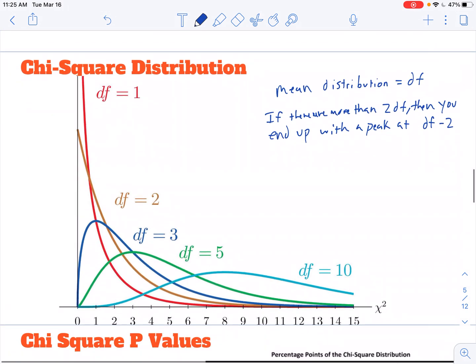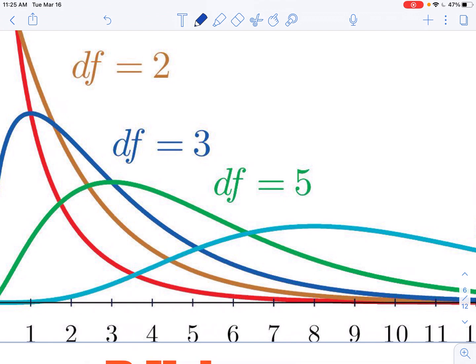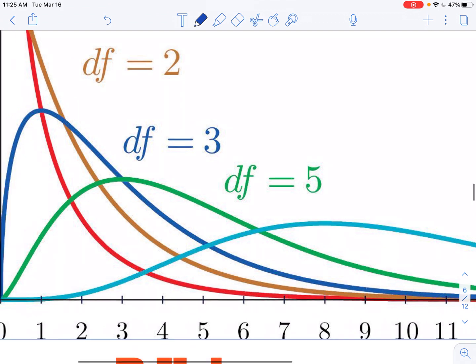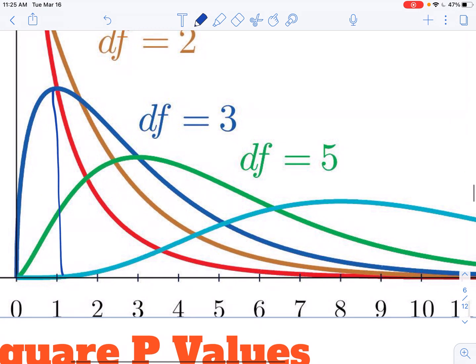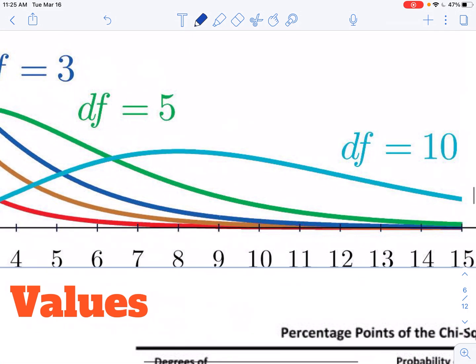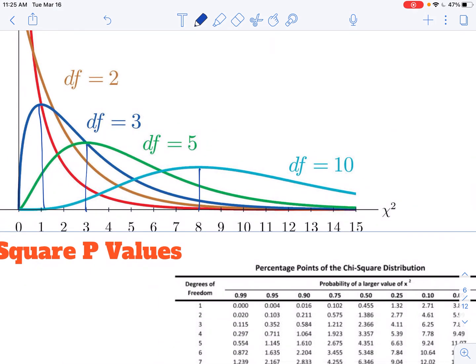So if we look here, we've got 3 degrees of freedom, that's more than 2. The peak of this blue curve for the 3 degrees of freedom occurs at 1. With degrees of freedom at 5, we've got our peak at 3. And when we look at our degrees of freedom of 10, the peak is at 8. So that happens with all of our chi-square distributions when we are looking at degrees of freedom greater than 2.